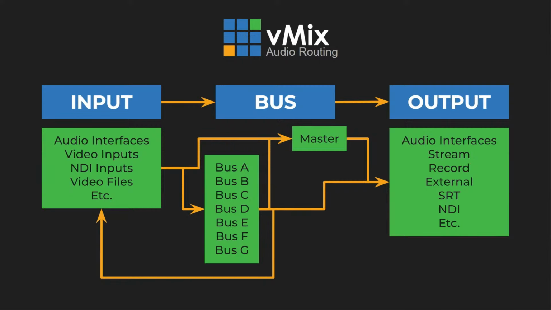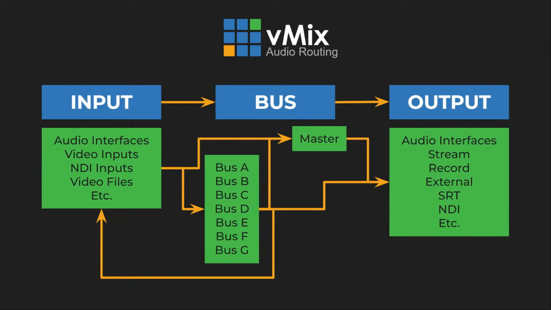And you have SRT ingest. Anything that comes into vMix that has audio is an input. And then for outputs, you've got your audio interfaces. You can send audio out to an interface. You can send audio to a stream, to a record, to an external device, SRT, NDI, etc.